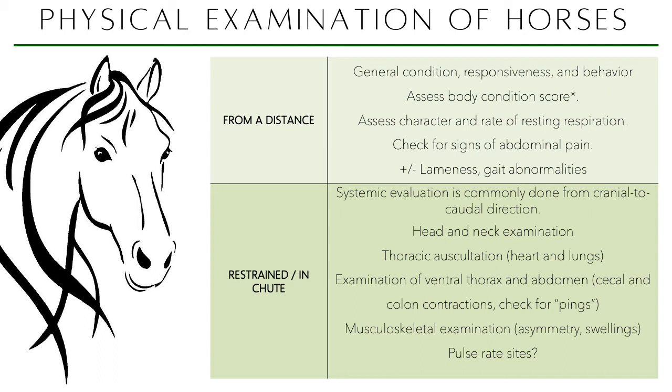And of course, pulse rate sites along with musculoskeletal examination is done because one of the pulse rate sites would be the digital artery, very palpable. And you could also use the facial artery on the lateral side of the face.